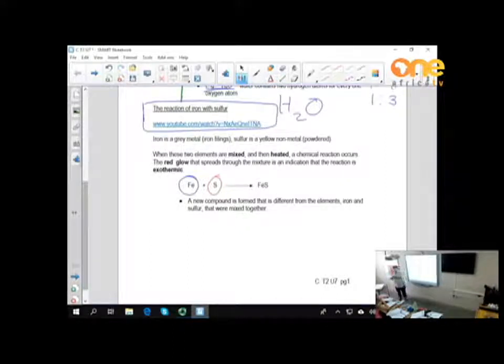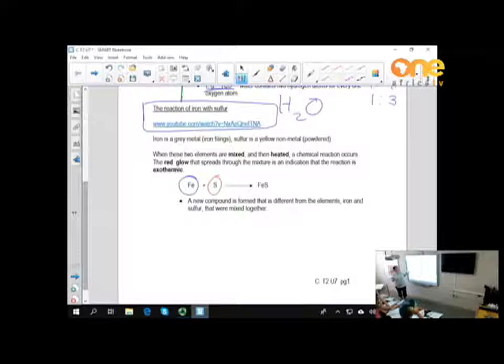When I add them and mix them up in a cup, nothing's going to happen. But if I mixed them up in a fairly specific proportion, and I heat it, I've got it in a beaker and I heat it, we find that a chemical reaction occurs. We can see this chemical reaction happen because the reaction is exothermic and gives off heat, and we can see this heat as a red glow that spreads through the mixture. And you can feel the mixture becomes very hot. That is what the video clip will show us.